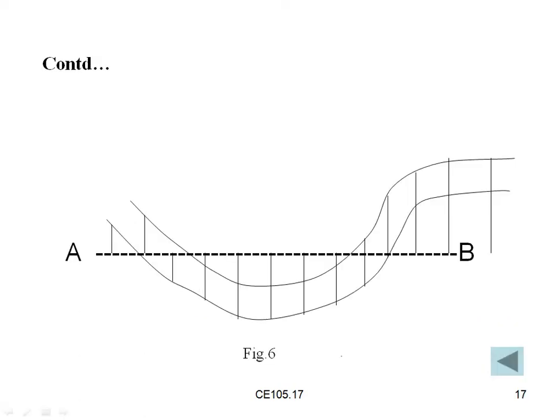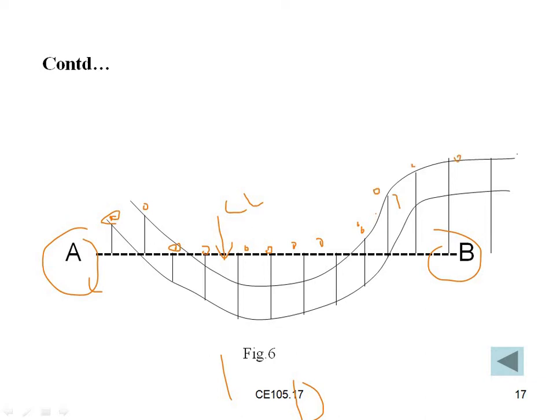So this is AB, you can see this is a path which is going on. A and B. We can take the offsets on the chain line. This black colored line is known as the chain line. These are all called the offsets.